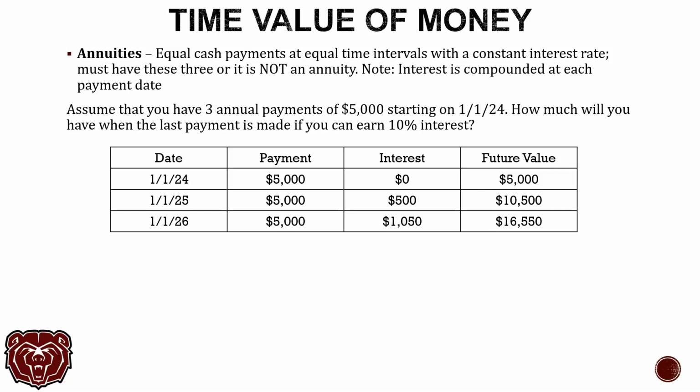The last part of time value of money is going to be what we call annuities. These are equal payments that happen at equal time intervals with an equal or constant interest rate. Okay. All three of those things have to be true in order for something to be considered an annuity. Equal cash payment, equal time interval, constant interest rate. Okay. Note that the interest is compounded at each payment date.